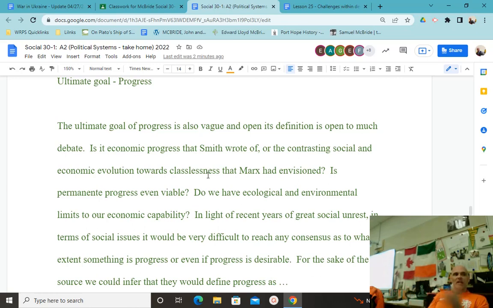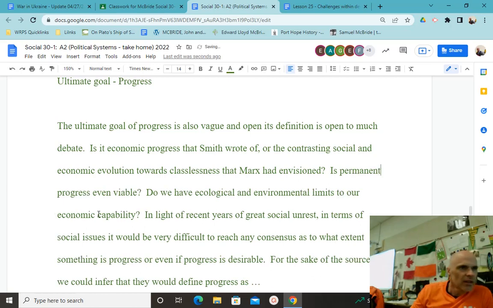What is progress? Is it economic progress that Smith wrote of, that is only possible through the end of our selfishness and by promoting economic individualism and economic private property and economic freedom? Or is progress the contrasting social and economic evolution towards classlessness that Marx had envisioned? What is progress socially and economically? And potentially, does one of those concepts get in the way of democracy?